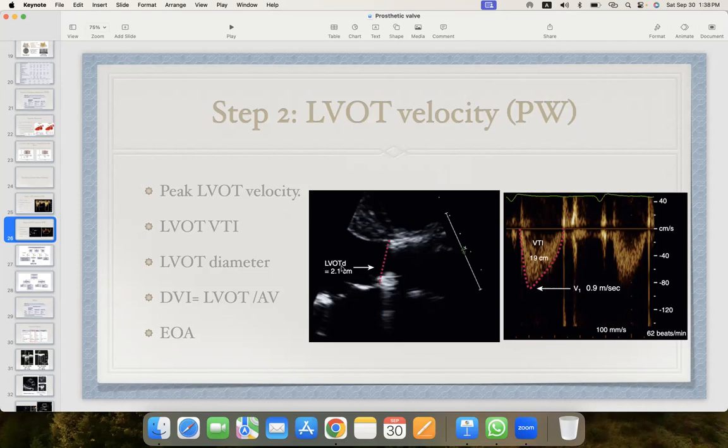So once you calculate the LVOT diameter and the VTI, then from that you can first calculate the dimensionless index. For example, here we have the maximum velocity of the LVOT VTI, it's 0.9.